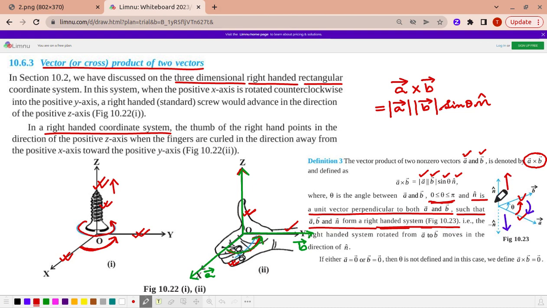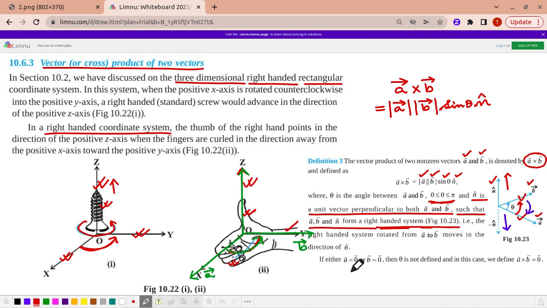This one, as you see in this case, is z. The z axis is perpendicular to both the x axis and the y axis. Similarly, in the same context we can say that n cap, that is a unit vector, is perpendicular to both the vectors A and B.